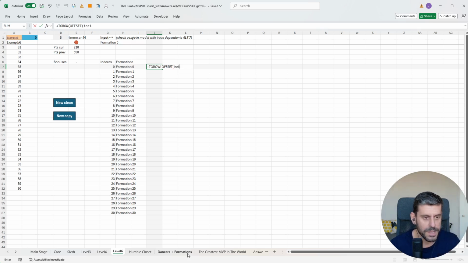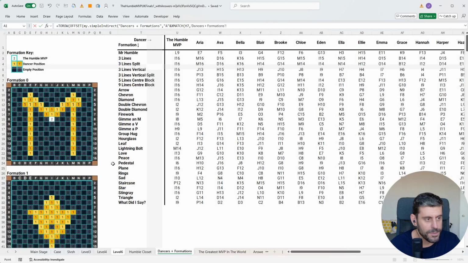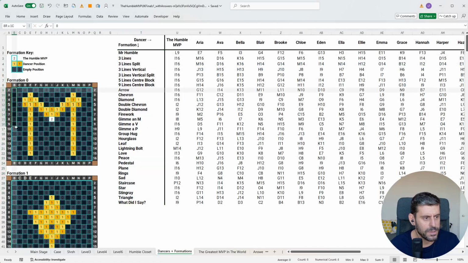And INDIRECT of, oh my god, dancers plus formations, and the cell was actually A and X match the formation name into column A. And then I want to go 1, 2 down, 1 to the right, and take this grid, which is probably 15 by 15, I'm not sure. Yeah, 15 by 15.